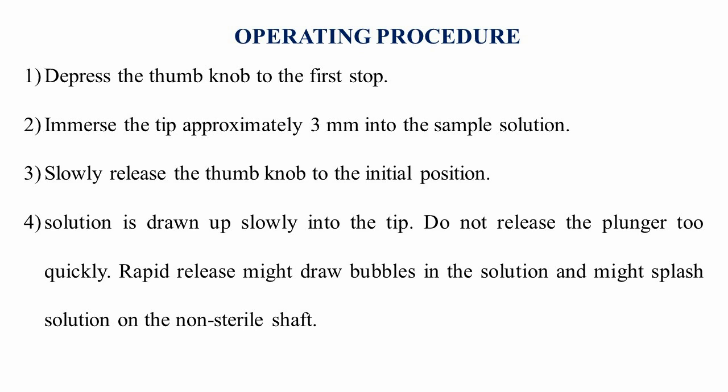Operating procedure. 1. Depress the thumb knob to the first stop. 2. Immerse the tip approximately 3 mm into the sample solution. 3. Slowly release the thumb knob to the initial position. 4. Solution is drawn up slowly into the tip. Do not release the plunger too quickly. Rapid release might draw bubbles into the solution and might splash solution on the non-sterile shaft.